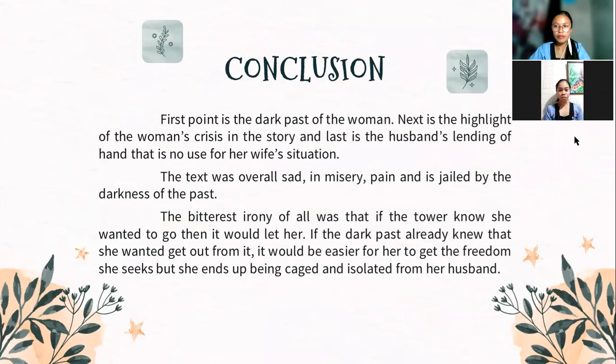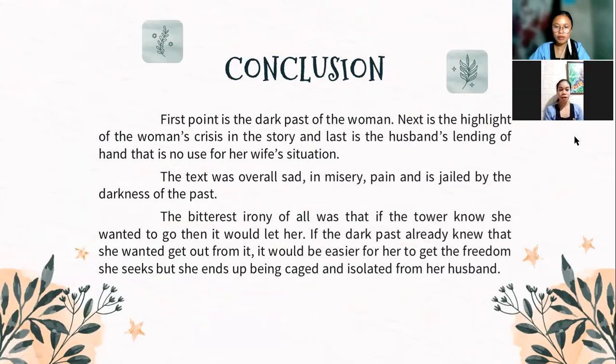Conclusion. The first point was the dark past of the woman. Next is the highlight of the woman's crisis in the story. And the last is the husband's lending of a hand that is of no use for his wife's situation. The text was overall sad, full of misery, pain, and jailed by the darkness of the past.